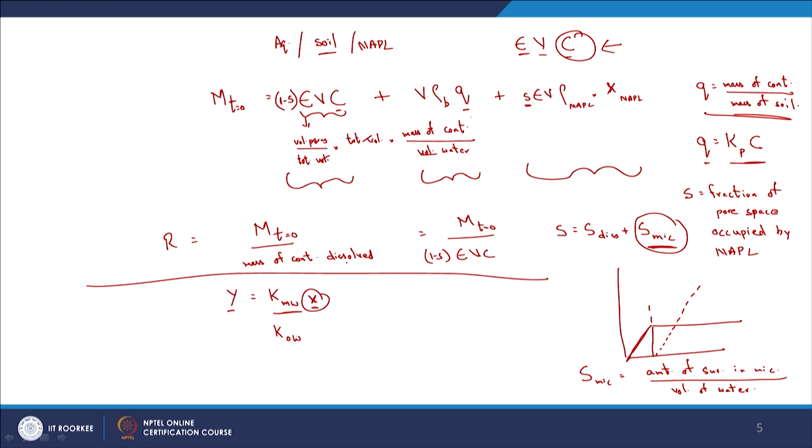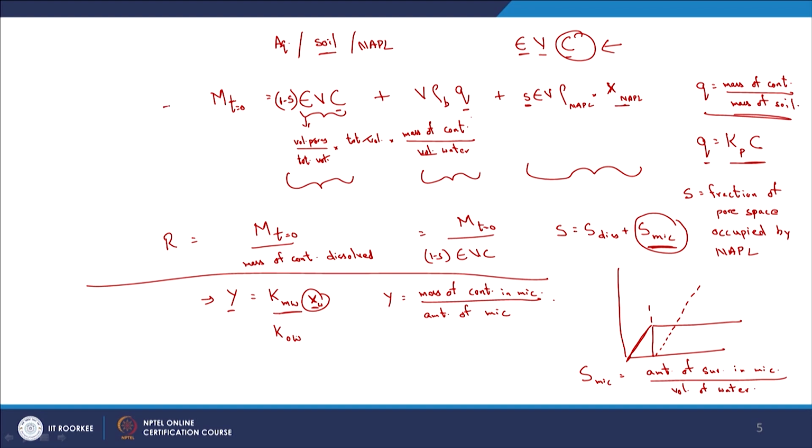Keep in mind that this x is different from the other x variables that we have used earlier. So, y is the mass fraction, that is nothing but y equal to mass of contaminant in the micelle by mass of micelle, or amount of micelle here, right. So, that is something to keep in mind.